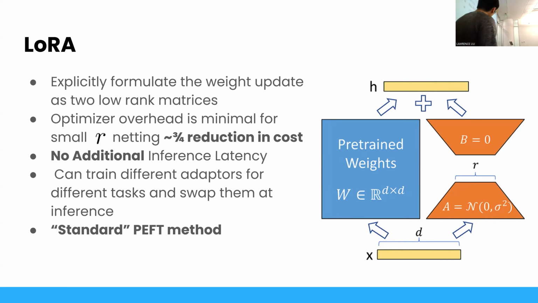The other benefit is that there's no additional inference latency because when it comes to inference, we can explicitly compute out A times B and then add this back to W to get our new fine-tuned weight matrix. The other nice thing is that we can train different adapters for different tasks and then swap them. So we just have to load the model plus these low rank adapters for different tasks.